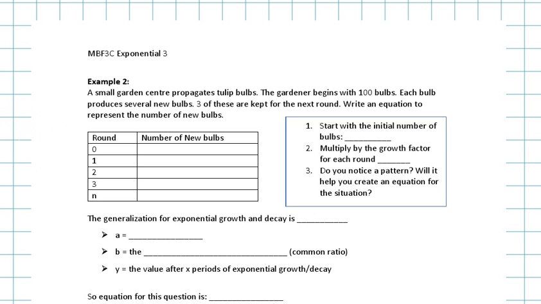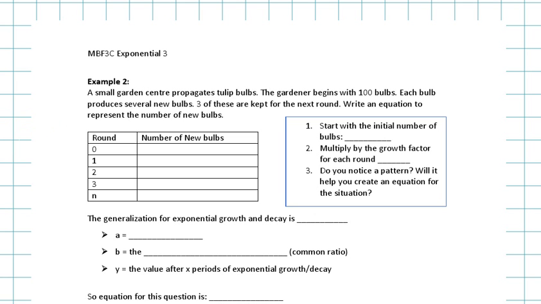Okay, so we know that after the first round, how many bulbs am I going to have? I'm starting with 100. I'm going to go to 300. That's after my first round, right? Then from 300, what do you think is going to happen? 900, because each one is going to produce 3. 3 times 300 is 900. So what's happening here? It's doubling? No, tripling. Tripling, yeah.